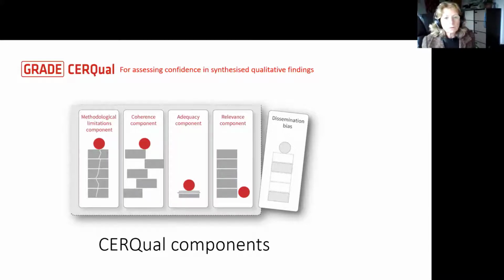To the person who brought up the thing about data saturation, it's part of the adequacy assessment, but it's not all of it. So I would recommend that you tune into the GRADE-CERQual webinar on that so you can learn all about it. So today I'm going to focus on the component which is the methodological limitations component.